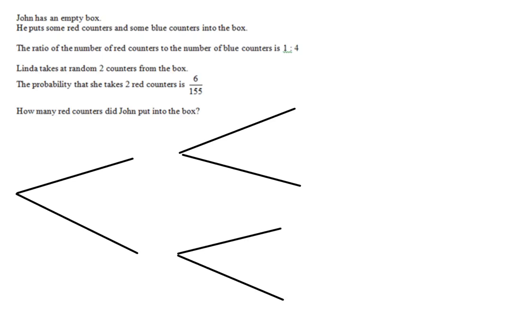John has an empty box. He puts some red counters and some blue counters into the box. The ratio of the number of red counters to the number of blue counters is 1 to 4.